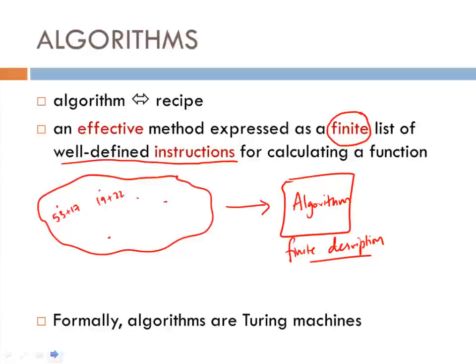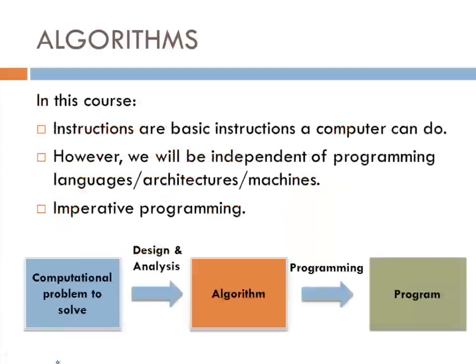We will not use Turing machines in this course. We will instead use a much more informal notation. So in this course, instructions are basic steps that a program can do, definitely. For example, if I have an array and I have an index into the array to get to the next element in the array, I know a computer can do that. I know that a computer can add numbers, and so on.